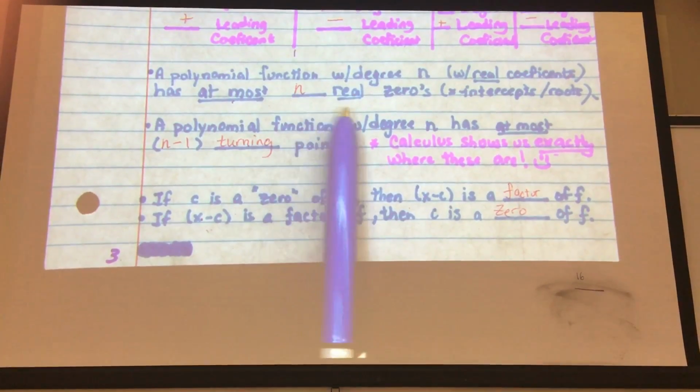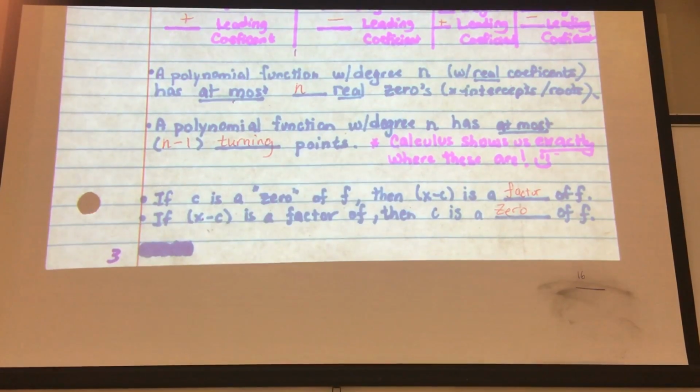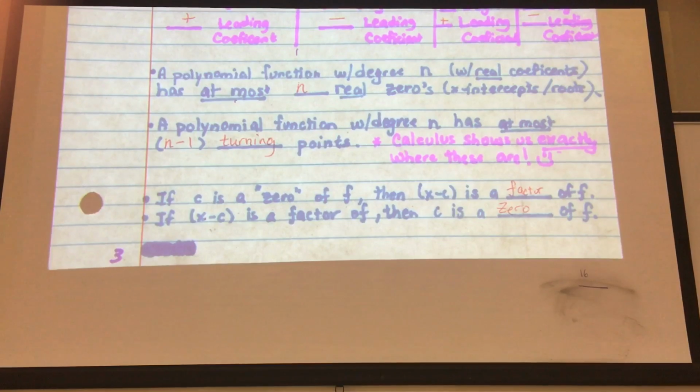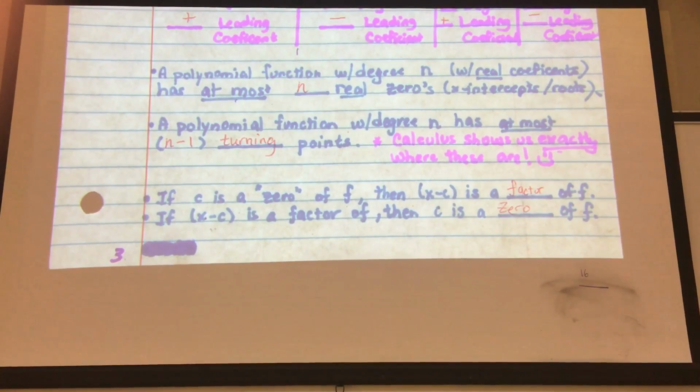Okay. So how many x-intercepts could I have? How many real zeros could I have? Up to the degree. And you can think about a parabola, how that works. You can have none, 0, 1, or 2 for a degree 2 polynomial.